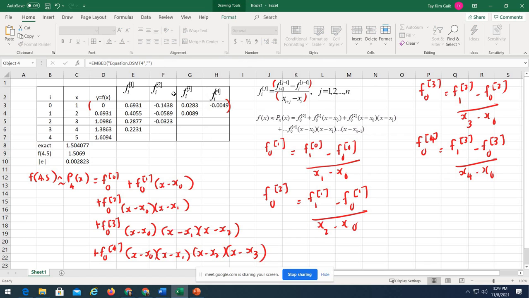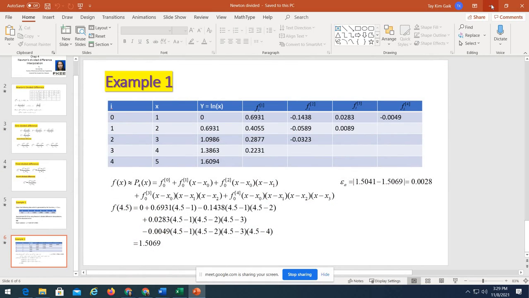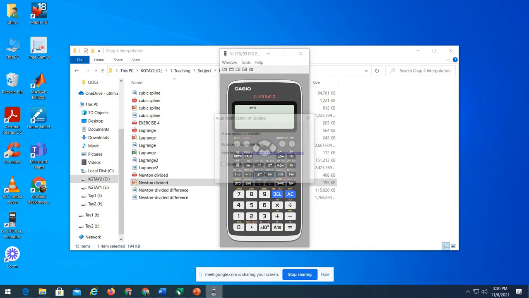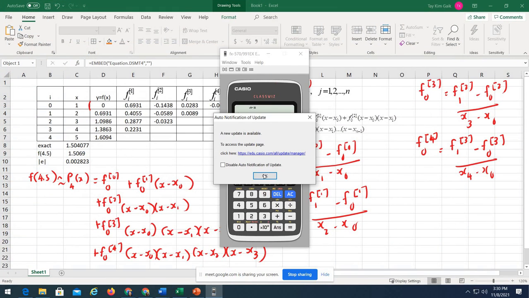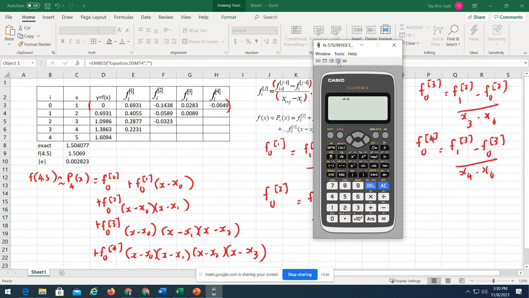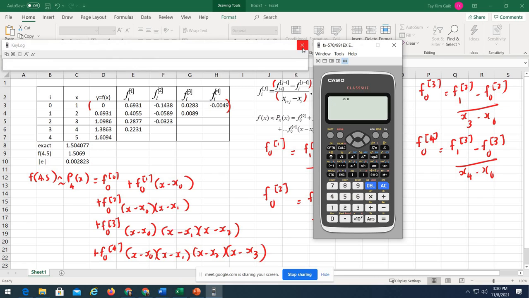So this is using the Excel. Okay, if you use a spreadsheet calculator, let's see my calculator. Can I make it bigger or not? Small. I want to make it bigger. Hold on. This one cannot.